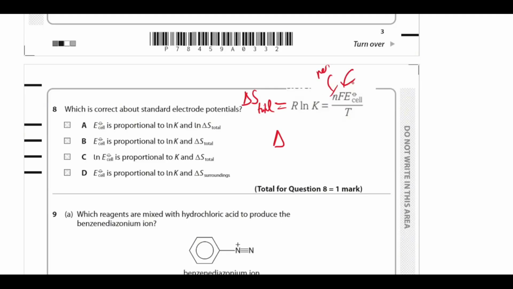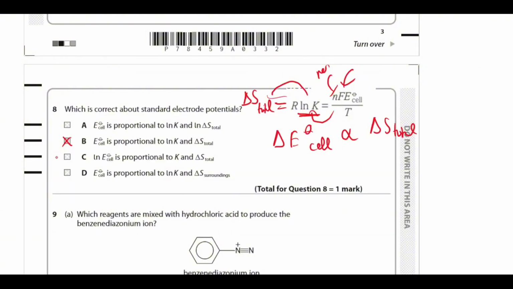So if the Faraday constant is constant and the temperature tends to remain the same, we can clearly see that the E cell down here is directly proportional to del S total, as well as it's also proportional to ln K, considering R ln K corresponds to del S total. So B would be our correct answer.